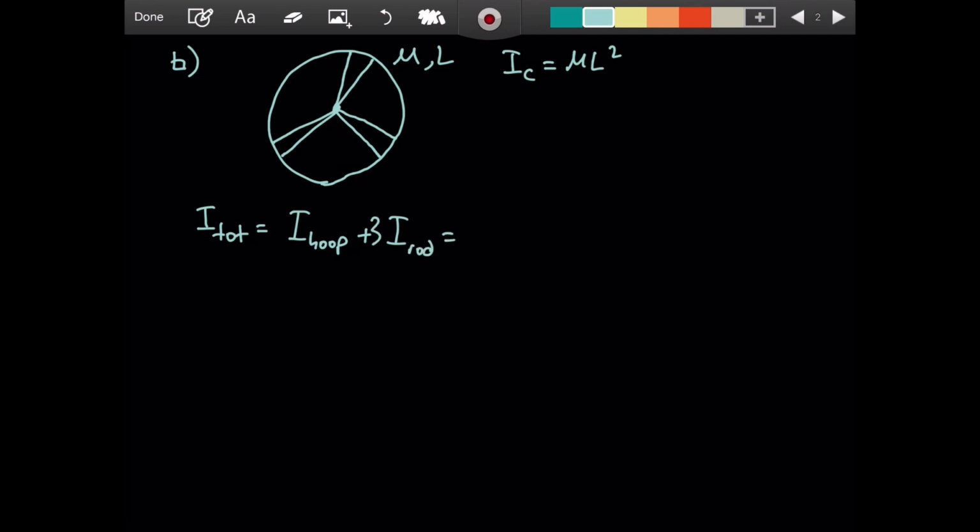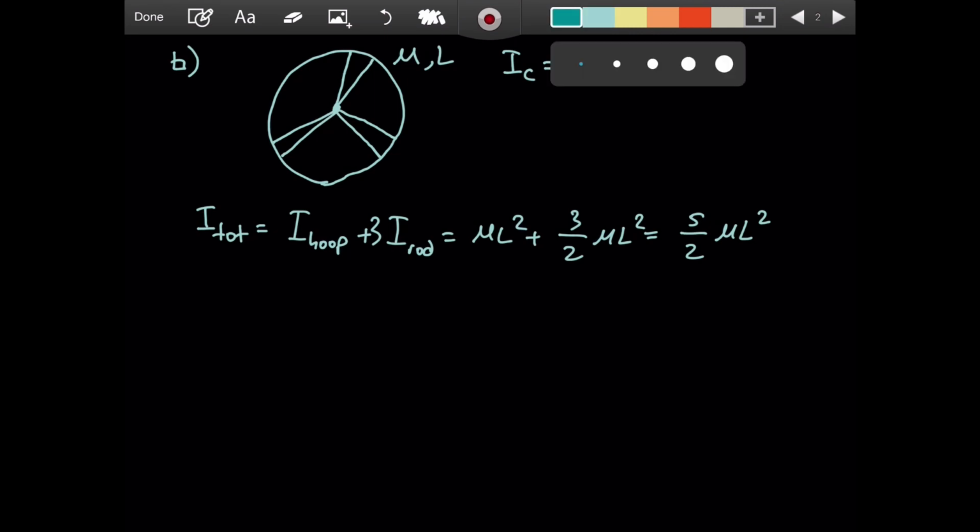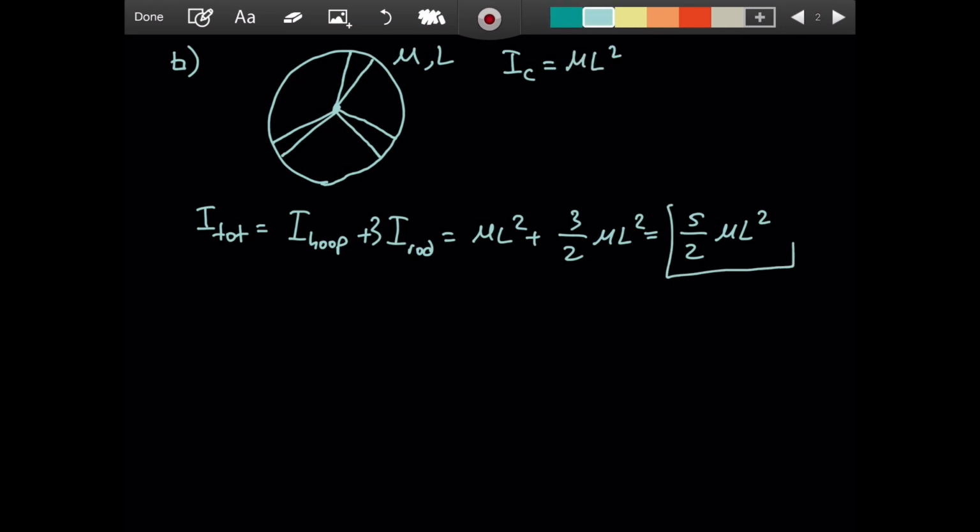What is the moment of inertia of the hoop? That was given by the question. It is ml squared, plus we found the moment of inertia of the rod to be 1 over 2 ml squared. So we have 3 over 2 ml squared. That is just 5 over 2 ml squared. And I remind you that this is through the center of the hoop.